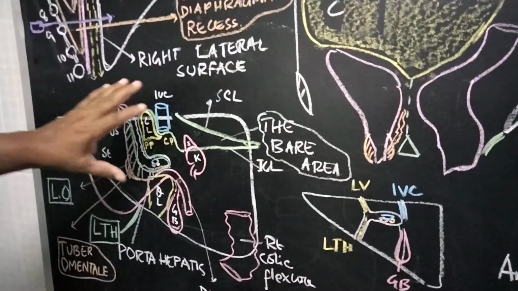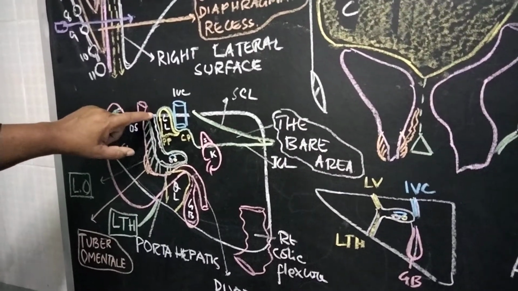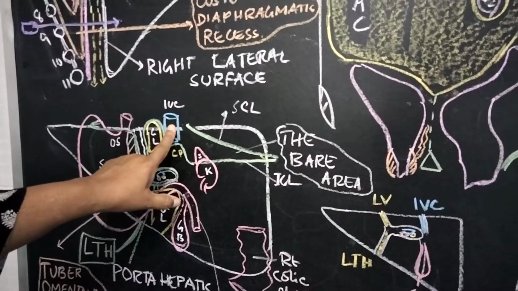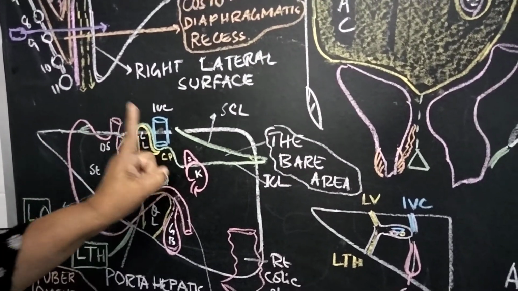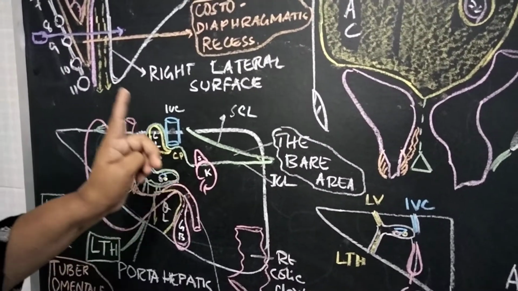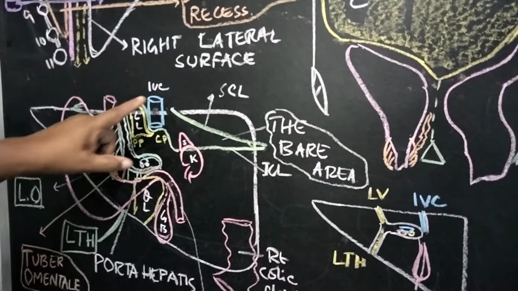What are the structures coming in relation to the liver? First we see this is the groove for the inferior vena cava. Now, to hold the anatomical position of the liver, you have to keep your hand within the inferior vena cava, because the inferior vena cava gives stability to the liver and keeps it straight. So that is the groove for the inferior vena cava.